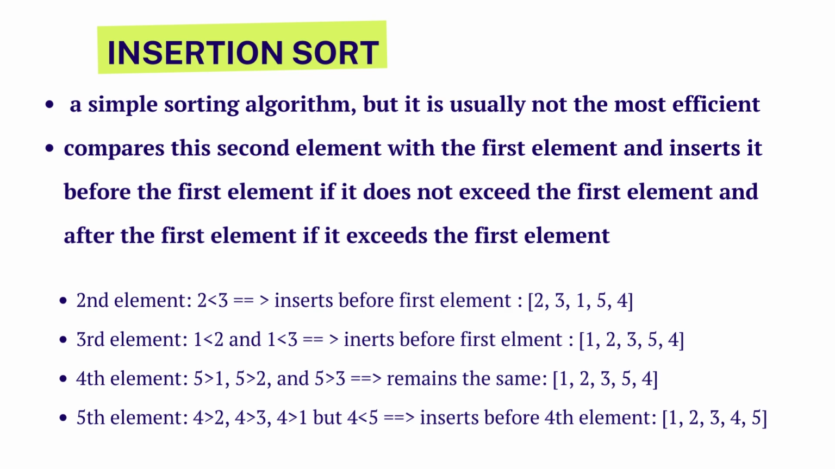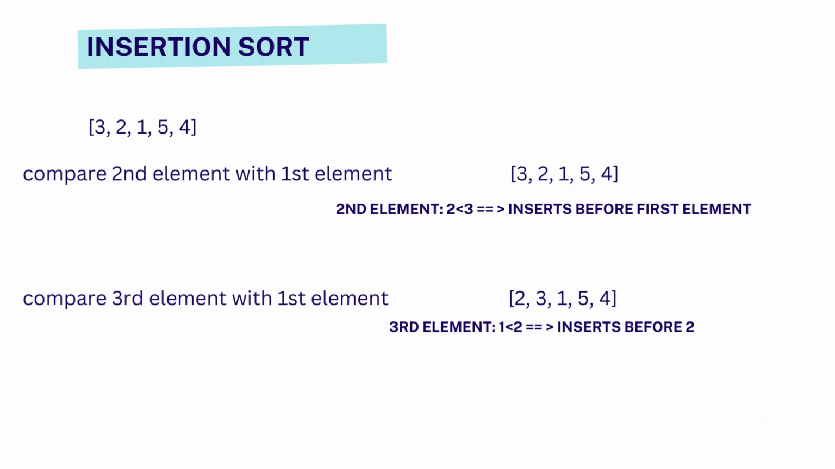Let's see with an example. Again, we have the list 3, 2, 1, 5, 4, and we want to sort it. First of all, we start from the second element, which is 2. We compare the second element and the first element, 2 and 3. 2 is smaller than 3, so we place 2 in front of 3. So we have the list 2, 3, 1, 5, 4.